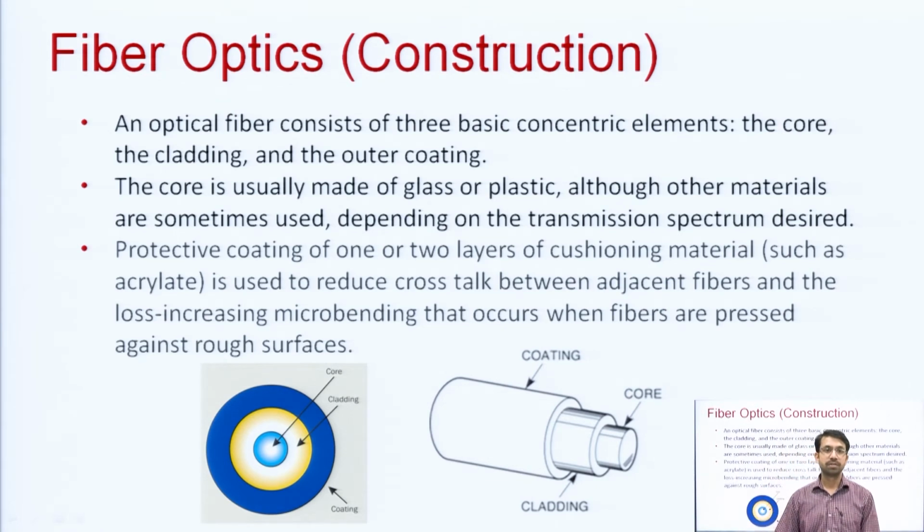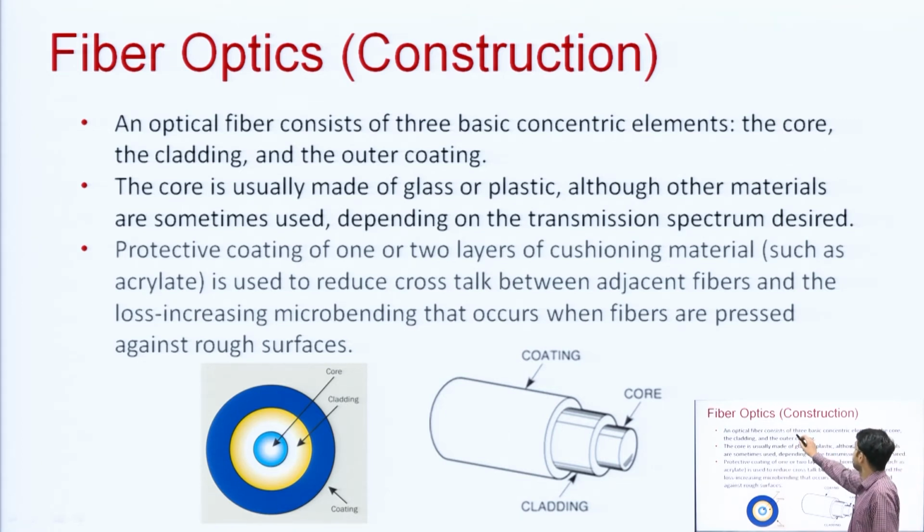Now, let us see the construction of optical fibers, how they are constructed. There are two diagrams, one is the cross sectional view, another is the side view. As you can see, there is a core made of transparent material, either glass or plastic, and there is cladding. Core and cladding are both transparent, such that the refractive index of the core is more than the refractive index of the cladding, and this is the protective coating.